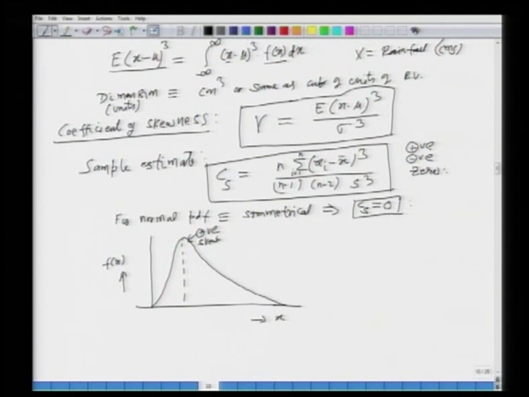The other one may have a shape like this. And this is what is called a negative skew. So, this CS, the coefficient, will come out as less than 0, and for this one the CS will come out greater than 0.